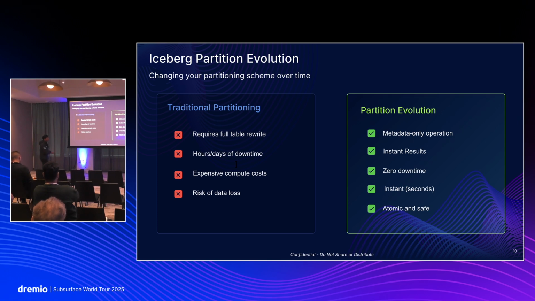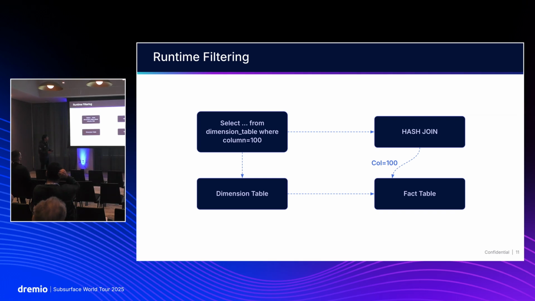But with partition evolution, it's a metadata only operation. Literally you can do an alter table and change whatever you want from month of timestamp column to day of timestamp column. The results are instantaneous. There is zero downtime. And then obviously the query is instant, seconds. And it's atomic and safe because you're only doing a DDL. You're not doing any kind of actual drop. You're just running an alter table command. And behind the scenes, Iceberg will take care of everything, right? So that is partition evolution.